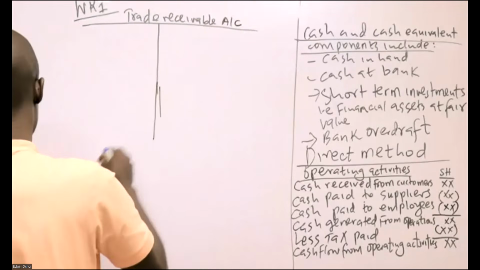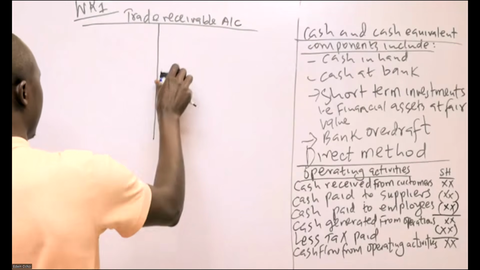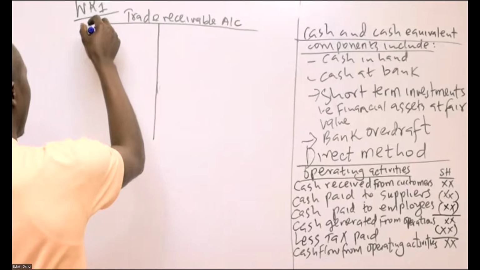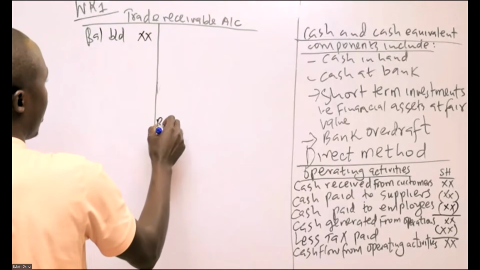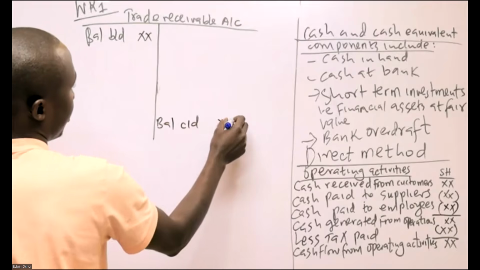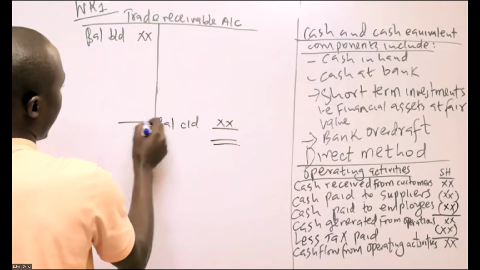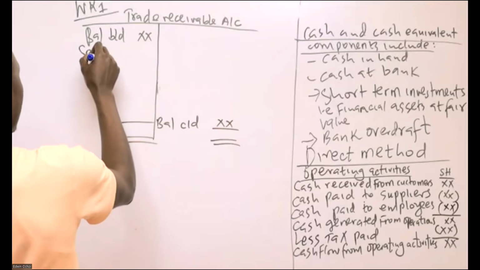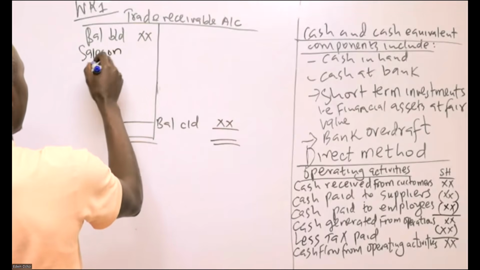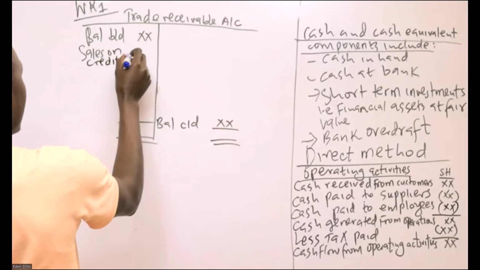So in this one, the balance brought down starts with a debit. You debit here, balance carried down, you credit. Then what increases this account? What can increase this account? Sales on credit.